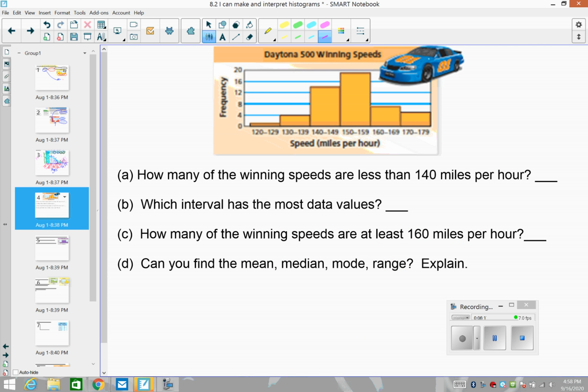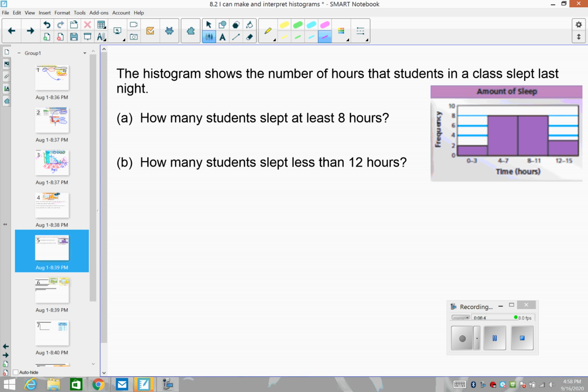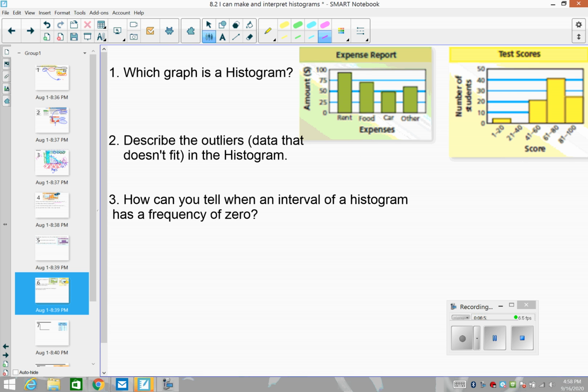In this bar graph, which is known as a histogram, this is the Daytona 500 winning speeds. So you can see all the winners over the course of time. What was the most common speed? Average speed over the course. How many of the winning speeds are less than 140 miles an hour? Well, this is 140 miles an hour. So, boy, this one is kind of tough to read. I'm going to skip that one. Let's do this one. It's a little bit easier to analyze. I think we will do that one.